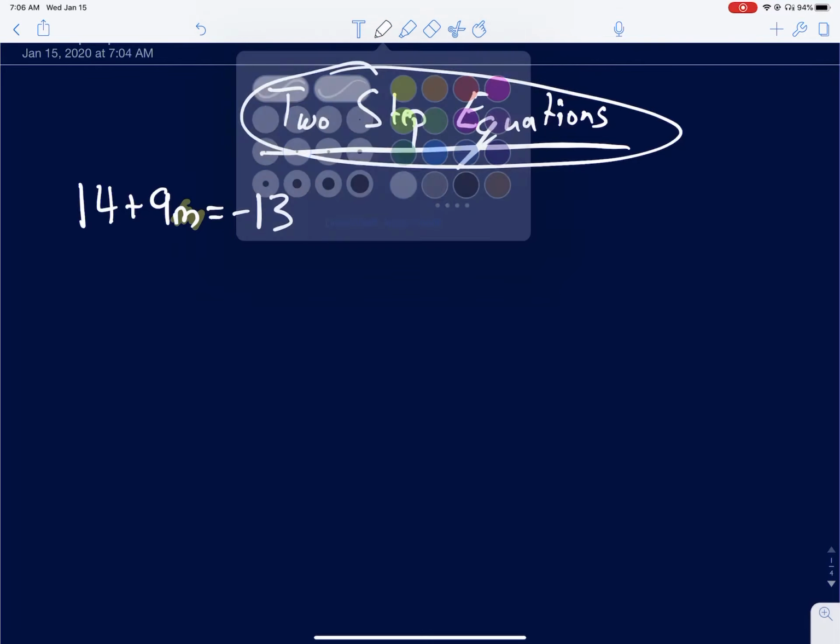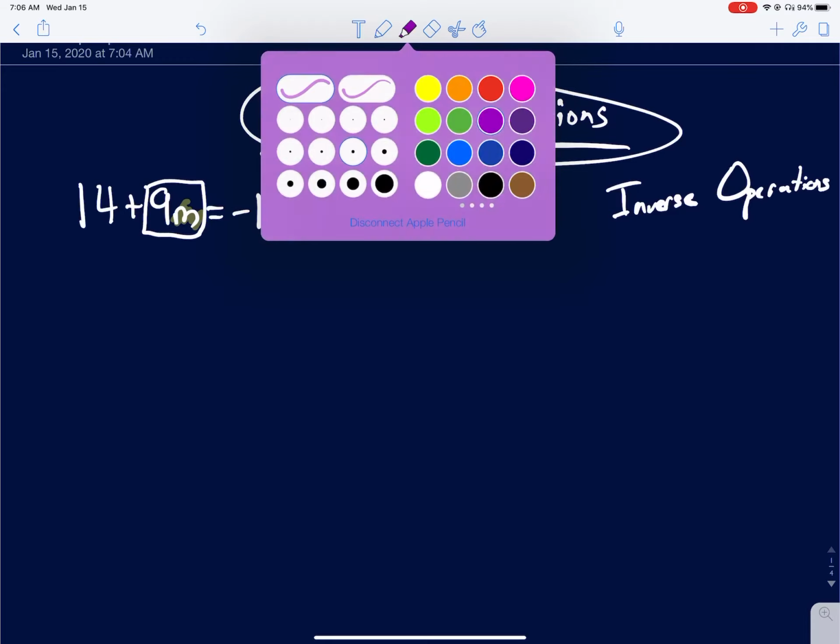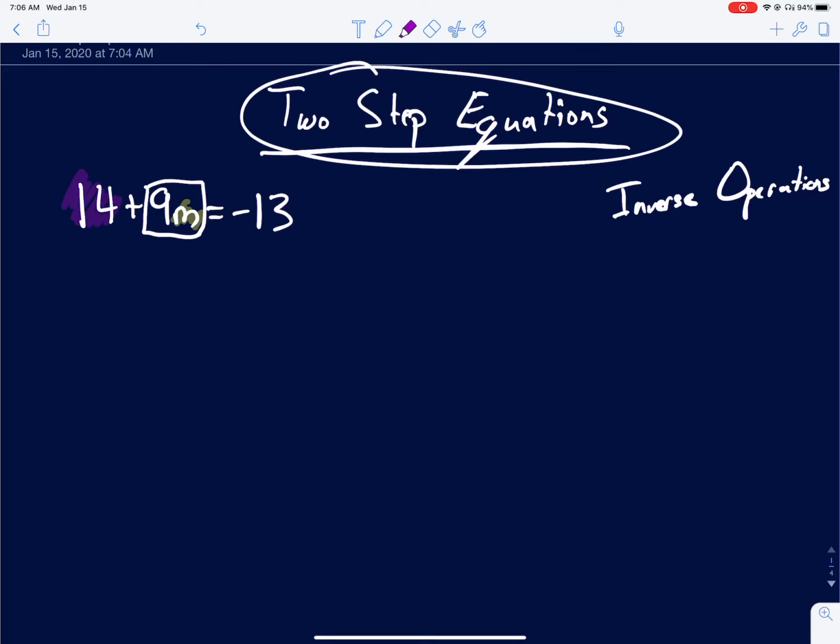We're going to do that by using our inverse operations. Okay. Inverse operations. So the first thing we want to do is get this 9m by itself. So we need to get rid of this 14 right here. 14 needs to go. So we need to make sure it ends up on that other side. So we need to subtract 14 from this left side. And we know that what we do to one side, we, yes, that's right, do to the other.